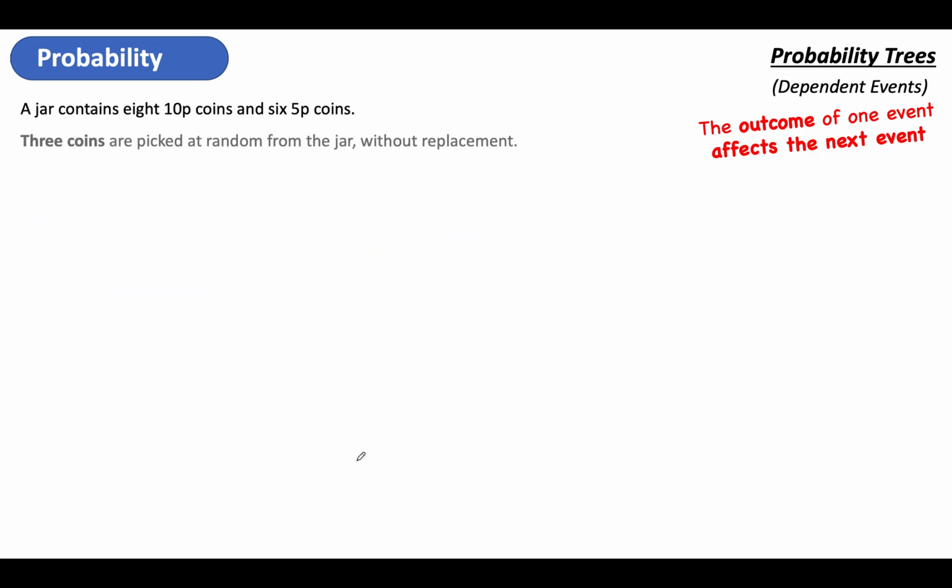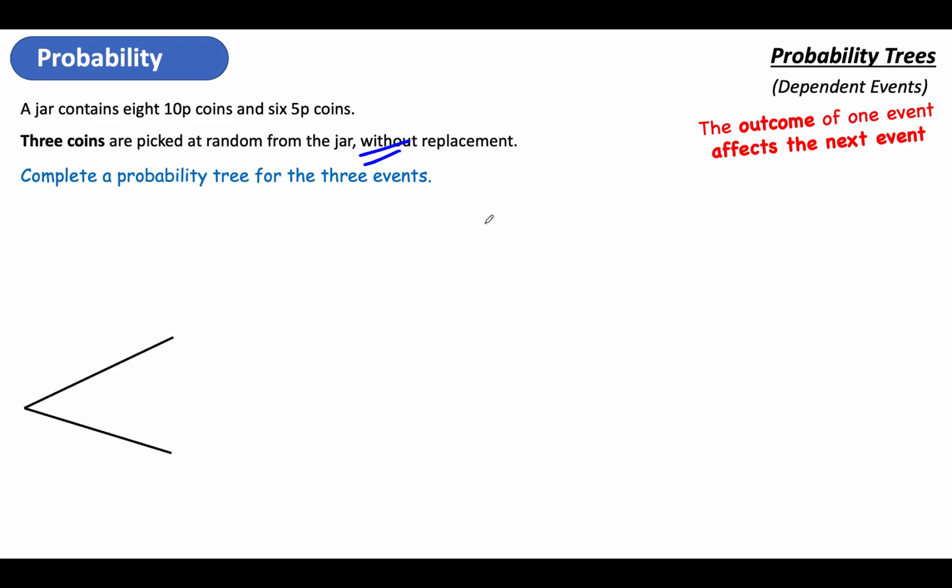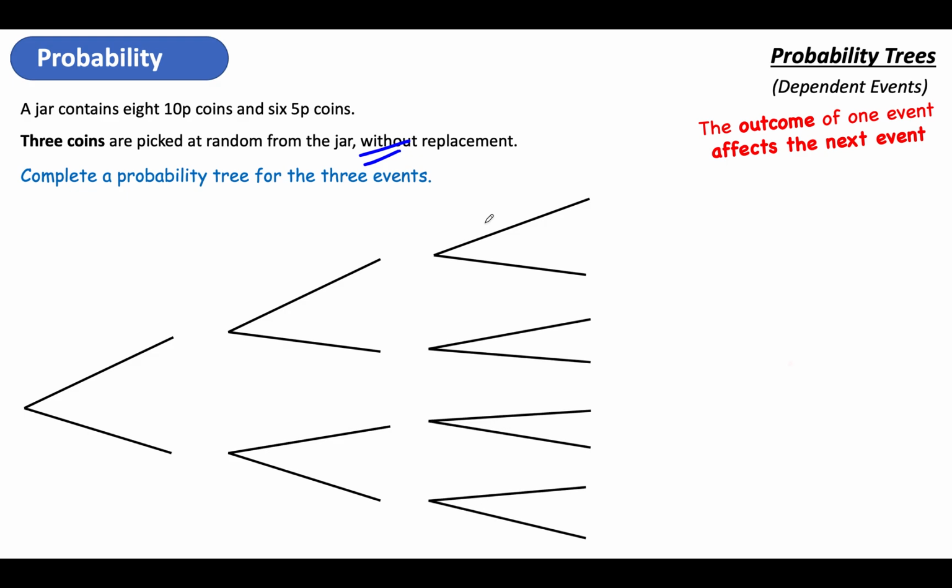Last one. This time I've got some 10p coins and some 5p coins. 3 coins are picked at random without replacement. So we're going to pick 1, pick 2, pick 3. With that replacement, complete a probability tree for the 3 events. Okay, I'm not expecting you to do the probabilities at the ends of the branches. I just want you to complete the probability tree. So off you go. Pause and then unpause when you are done.